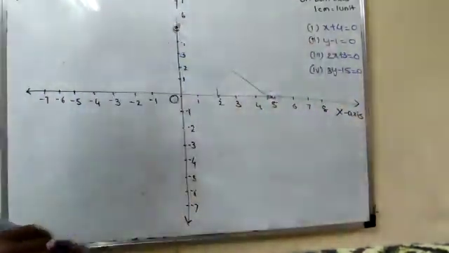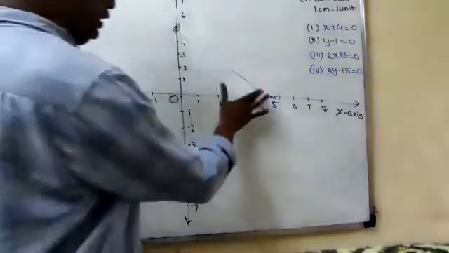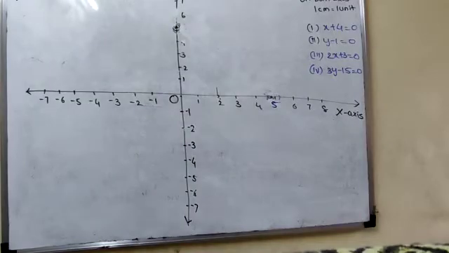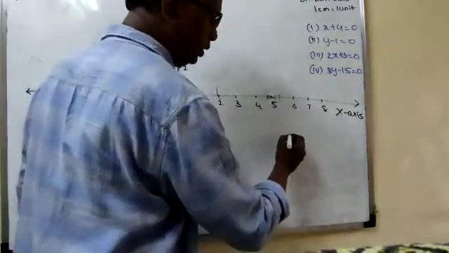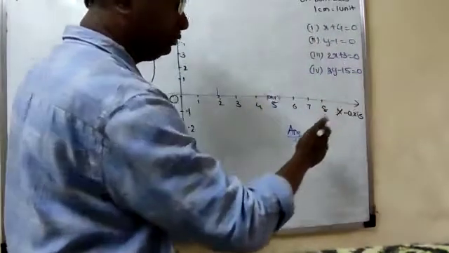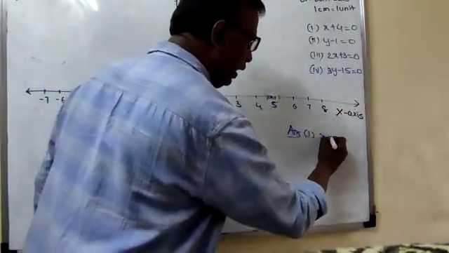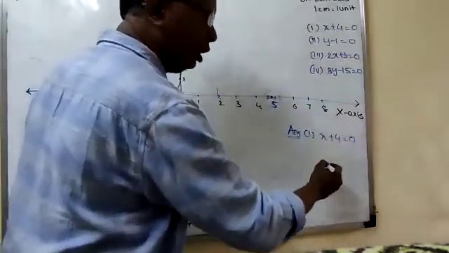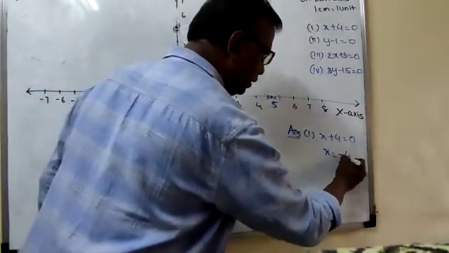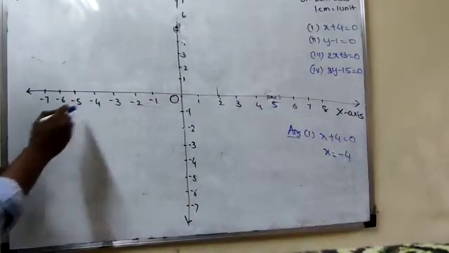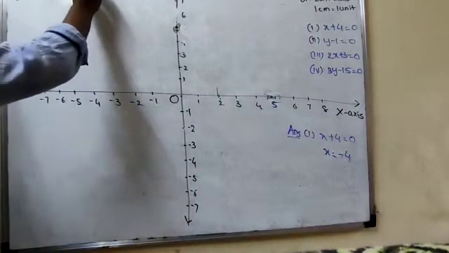Okay, first we'll draw the lines, that's important. What is the first equation? X plus 4 is equal to 0. So we'll solve first, and please solve this on the right hand side of the graph. What is the first equation? X plus 4 is equal to 0. If this plus 4 goes to the other side, what will happen? Minus 4. So x is equal to minus 4. Where is minus 4, students? Minus 4 is here. Okay, so first line.